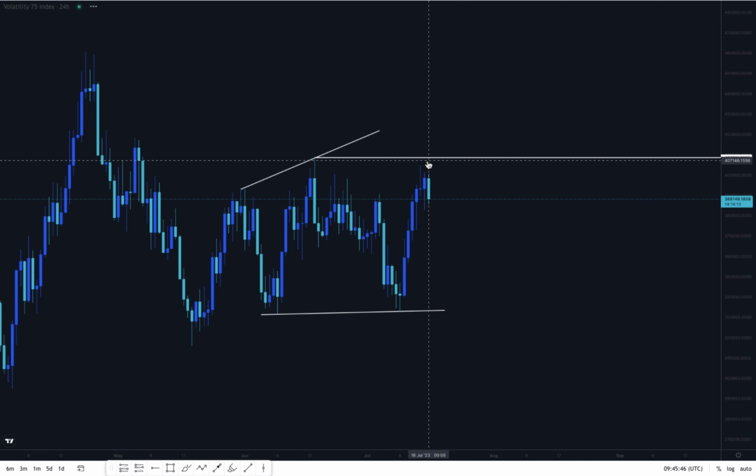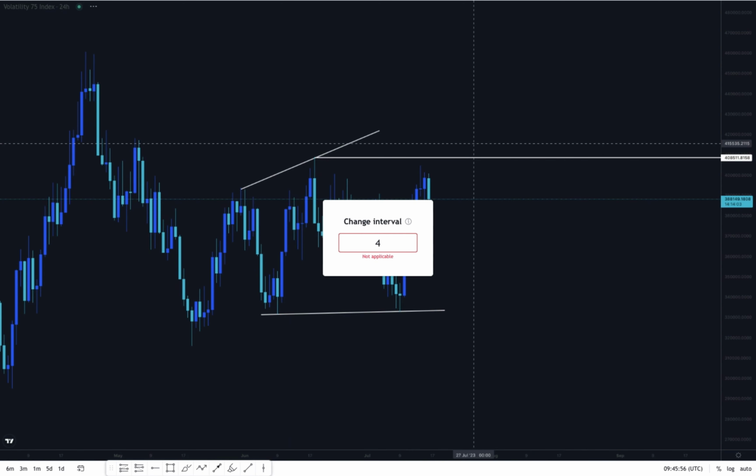If the price breaks significantly above it, you know what to do. If it breaks, we are anticipating a third touch here before we can further go down. So this is directional bias on Volatility 75. Let's look at the 4 hour to see maybe the information that is being given around here.